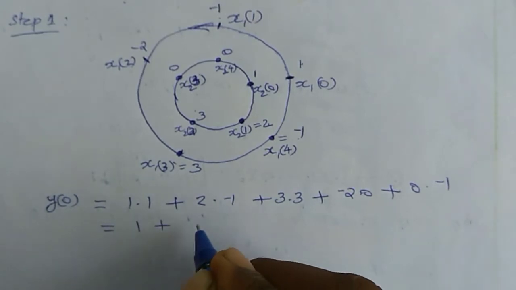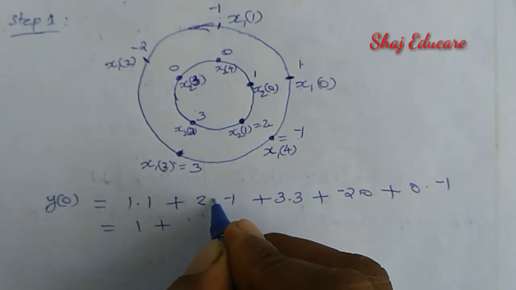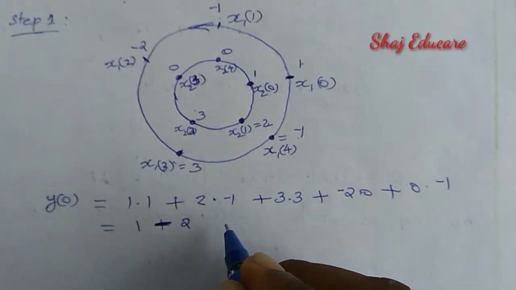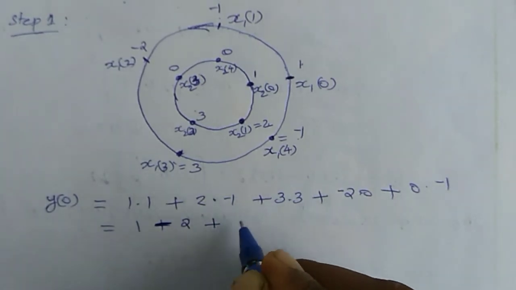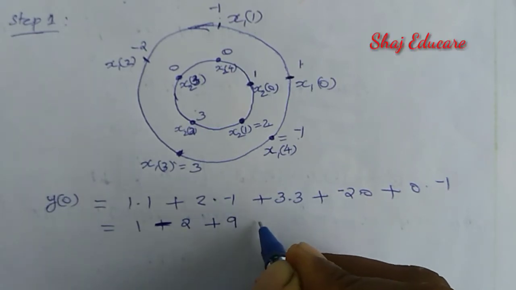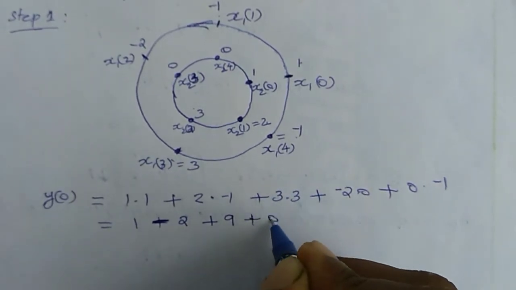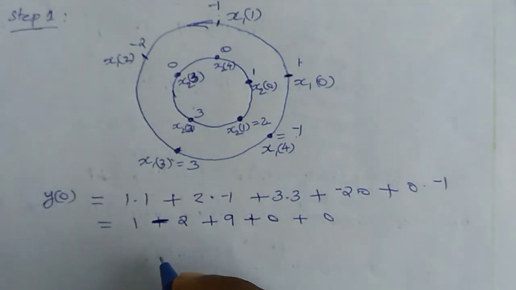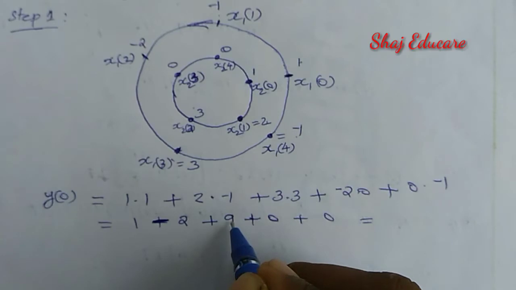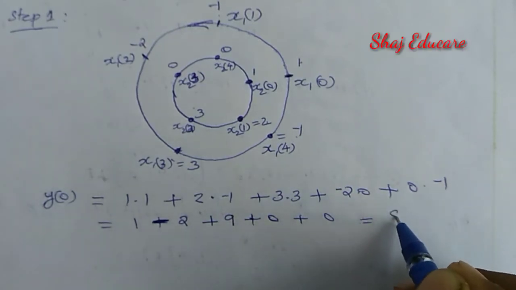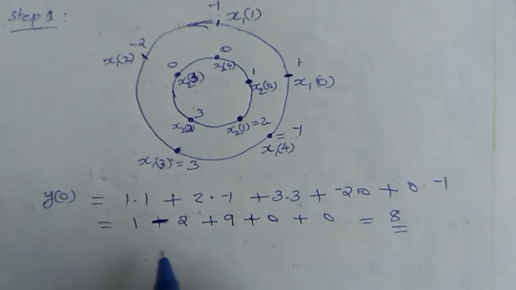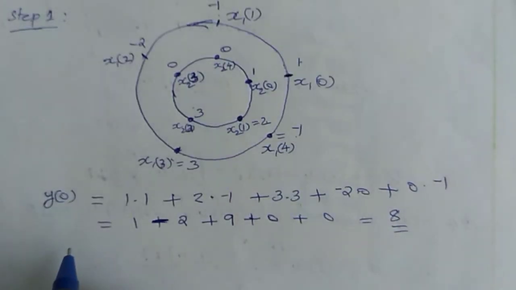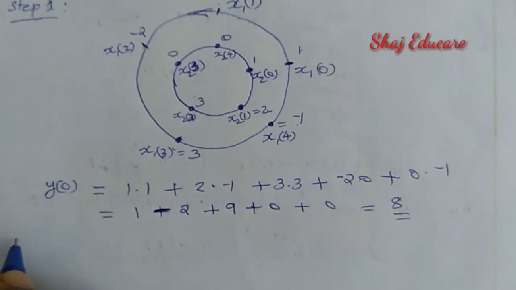Now add these. 2 into minus 1 becomes minus 2. Next, 3 into 3 becomes 9. 0 into minus 2 is 0, and this one is also 0. So what I obtained is 10 minus 2 gives 8. So y of 0 is equal to 8. Now, let us go through step 2.